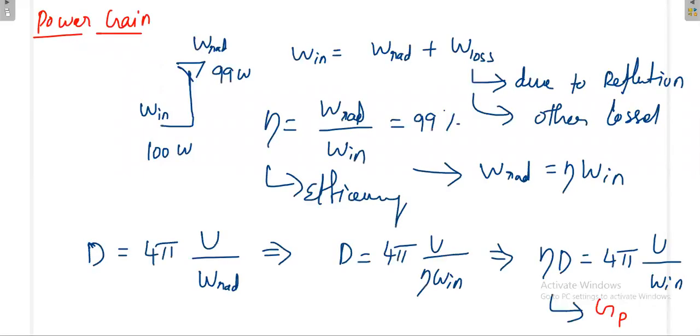Sir, directivity U max. Where are you saying U max, in the numerator? Yes, sir, U max for directivity. Yes, U max only, sir.